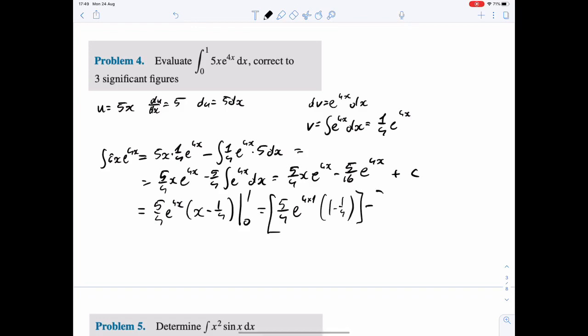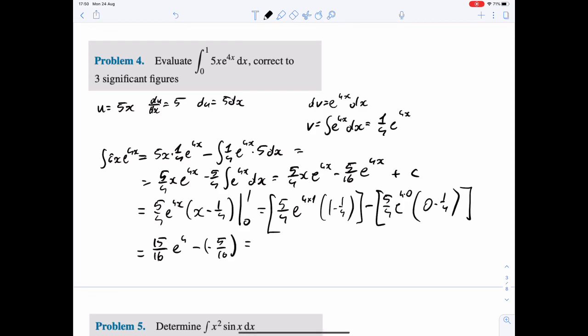From this I'm subtracting 5 over 4 e to the power of 4 times 0 in the bracket 0 minus a quarter. So now I can just chuck it into the calculator and get the result of 15 over 16 e to the power of 4 minus 5 over 16, which is equal to 51.5. The value is quite high because e to the power of 4 is a large number, 51.186.